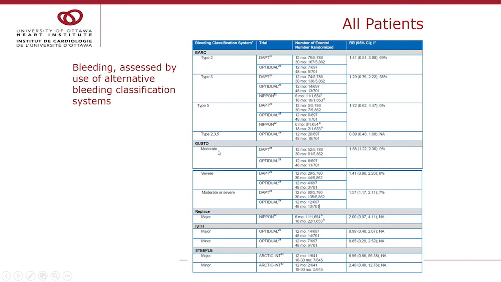When we get to the GUSTO definition, you'll notice that for moderate, there is a statistically significant increase in bleeding, okay, as it relates to extended DAPT versus standard DAPT. We didn't see it for severe, but you did see it in the combinations. And for the other ways of looking at bleeding, again, there was no statistical significance.